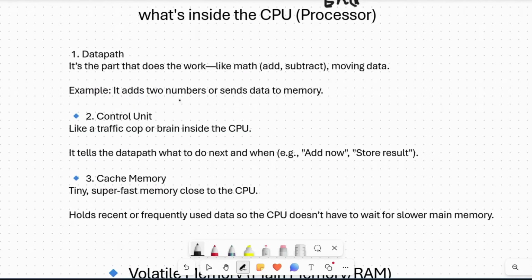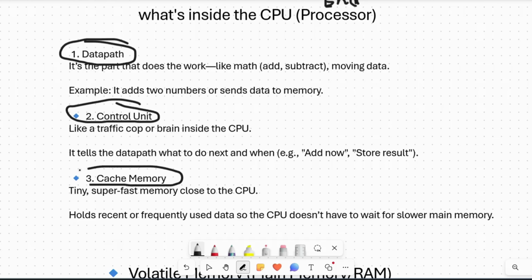Now let's talk about the CPU, the brain of a computer. What's inside the CPU processor? The data path is the part that does the work, like math, addition, subtraction, and moving data. For example, it adds two numbers or sends data to memory. So the data path is important. Another part is the control unit, like a traffic controller in the brain inside the CPU. It tells the data path what to do next and when.